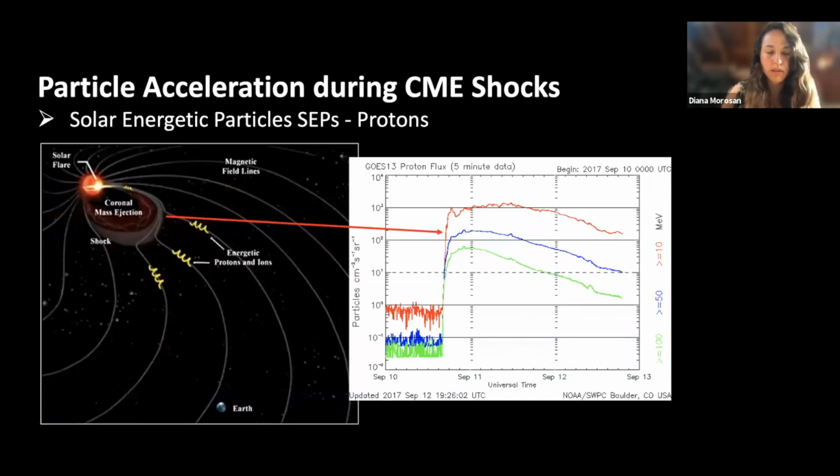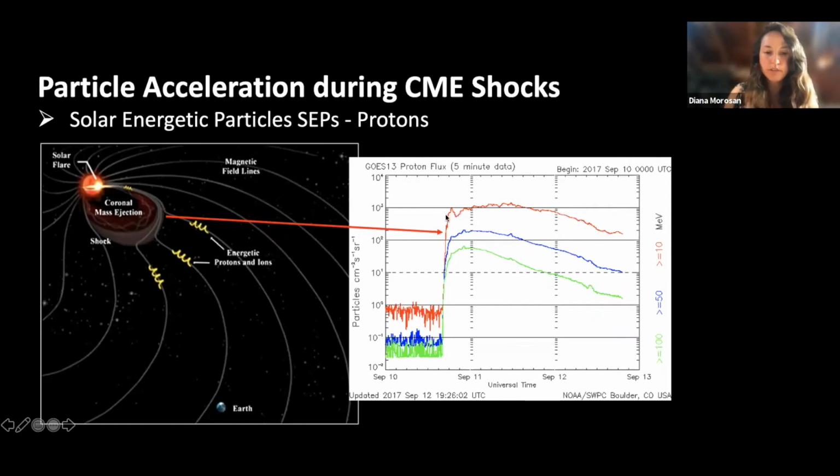Okay, and yeah, just to add to this, it's not just electrons that get accelerated by the shock. We can also get protons or some heavier elements. And in interplanetary space, CMEs continue propagating, continue driving the shock. And if you look at this plot here, this is a proton flux. It can continue to accelerate protons for days.